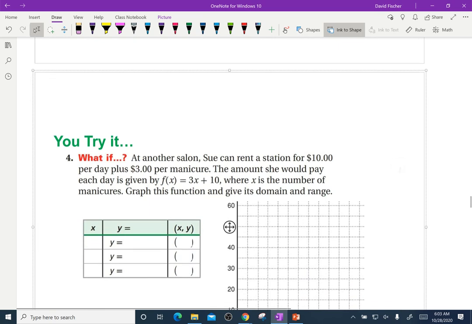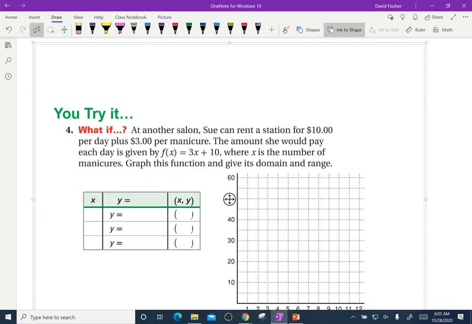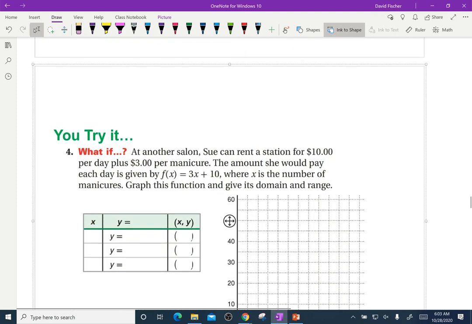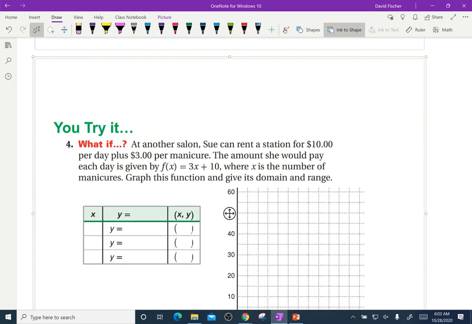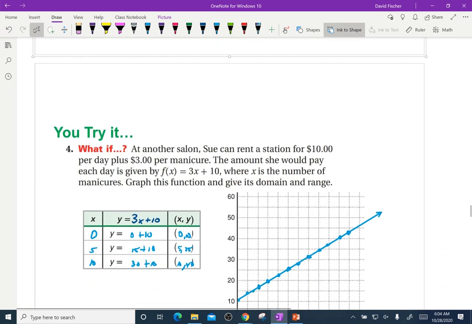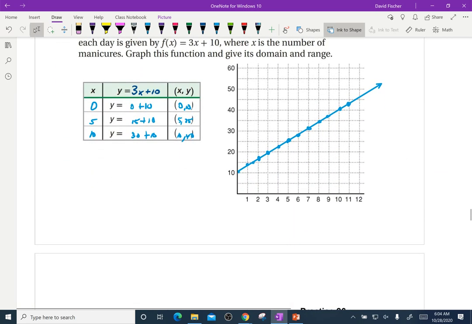Now this person here, Sue, can rent a station for $10 per day plus $3 per manicure, so she pays more up front, but she doesn't have to pay as much. He only pays $3 for every customer that comes in. So graph that one. I have that graph right next door. And when you're done, this is what you should look like.